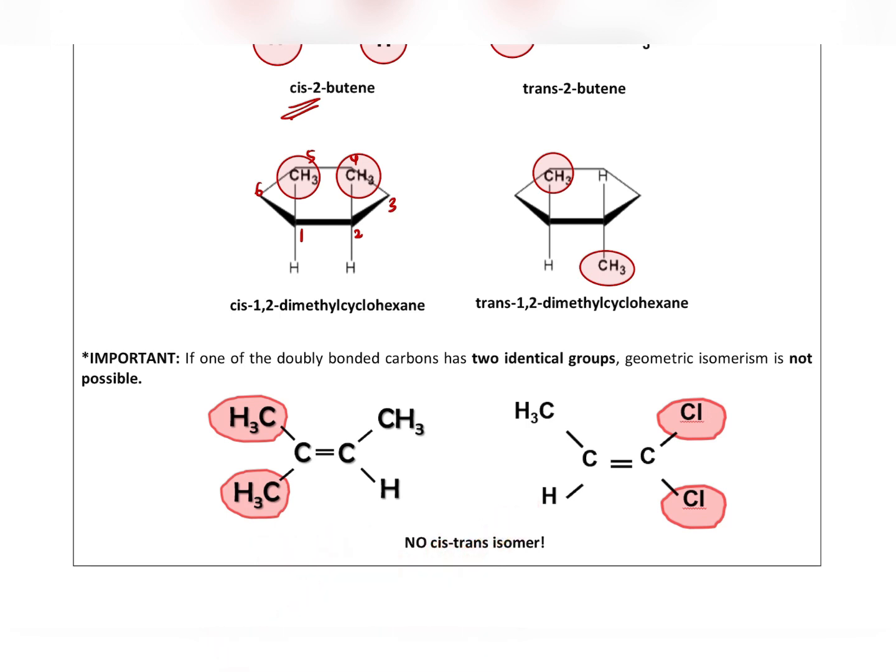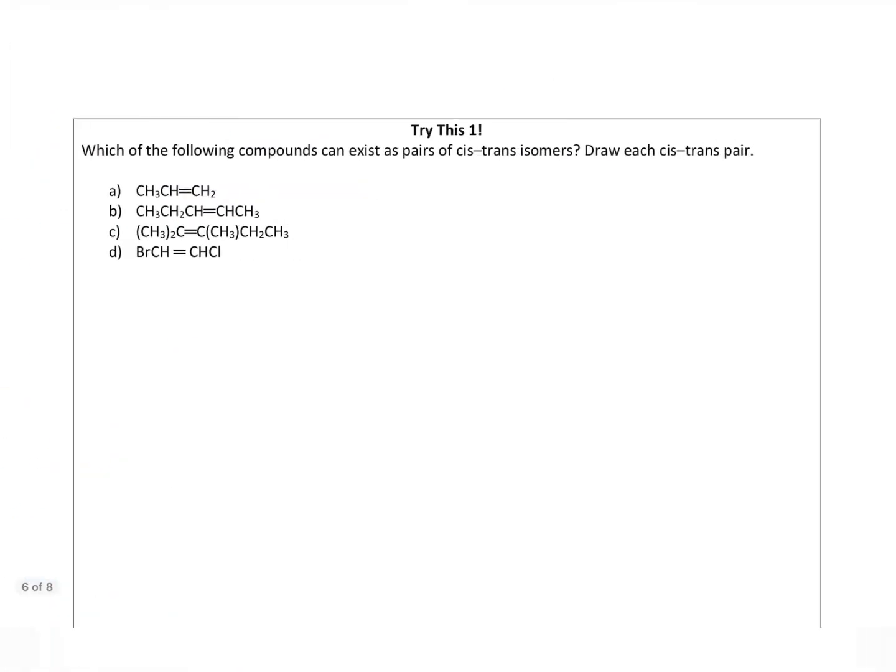Alright. Kalau ini pun sama, this carbon have the same group of atom attached to it, so cannot have cis trans isomer. So that's why sini saya tulis no cis trans isomer for both. Okay, tak boleh ada. Dia syarat dia mesti carbon ni ada dua benda yang berbeza. Carbon ni pun kena ada dua benda yang berbeza attached to it. Okay, kalau salah satu ni sama, tak boleh ada cis trans. Right?